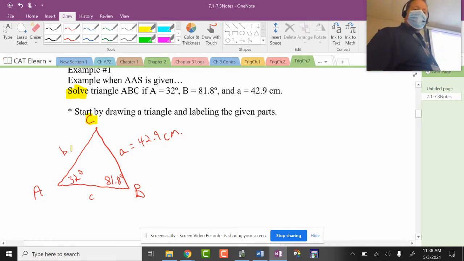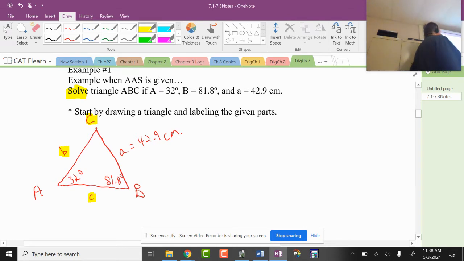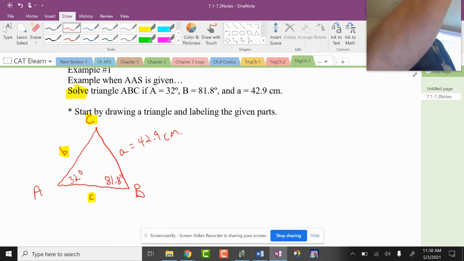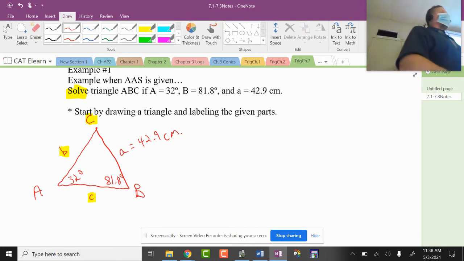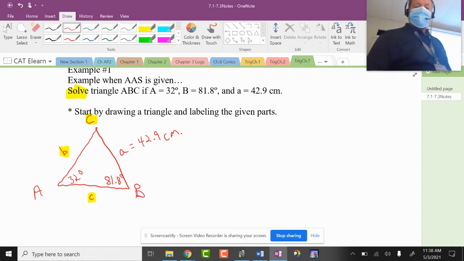So in solving the triangle, I must find these three missing parts. And that's the idea of solving. First of all, who's the easiest one to solve? And I would not want to see work for this. The angle. Is that what you said? The angle? Angle. Okay, gotcha.